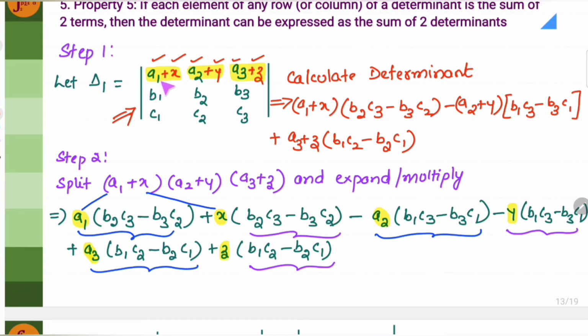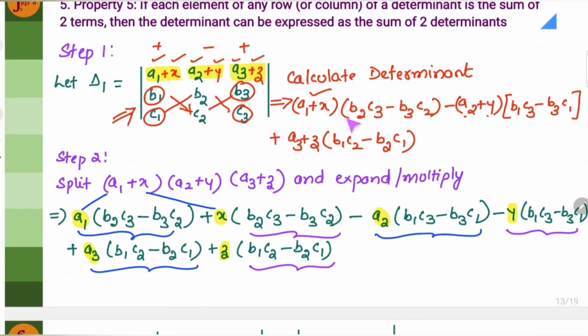The first element is a1 plus x, into b2 c3 minus c2 b3, cross multiply. Then take this as plus, this as minus, this as plus. The second element would be minus, into a2 plus y, into cross multiply this one and this one, b1 c3 minus c1 b3. The third element is a3 plus z, into cross multiply this, b1 c2 minus c1 b2. So this is a determinant.